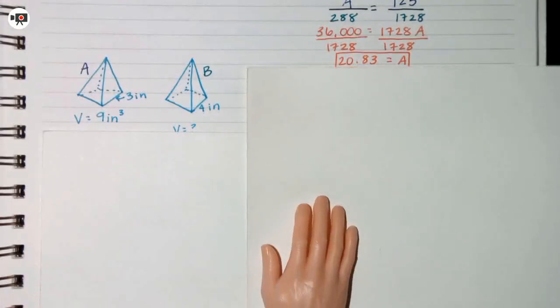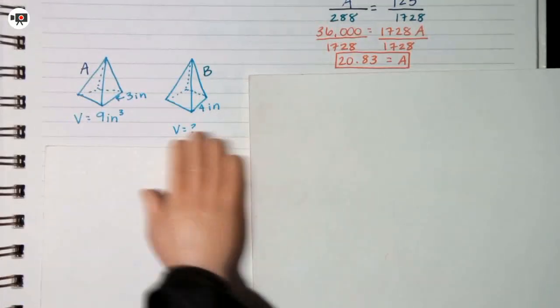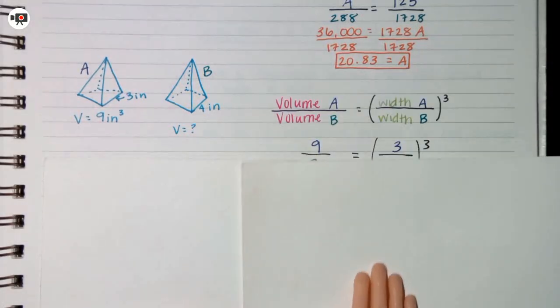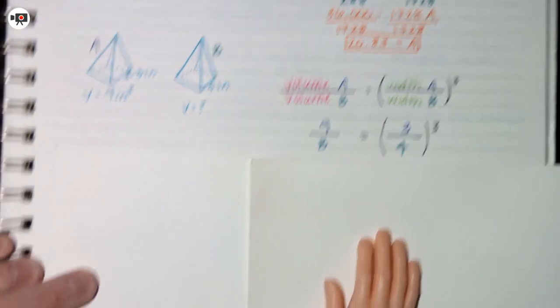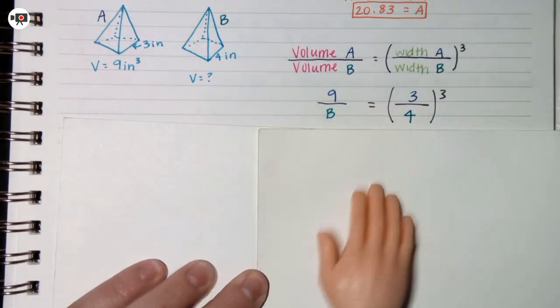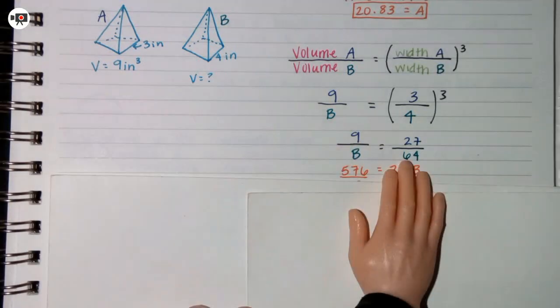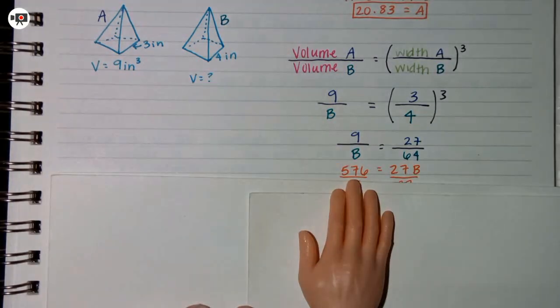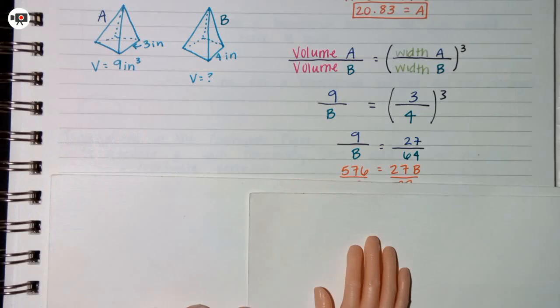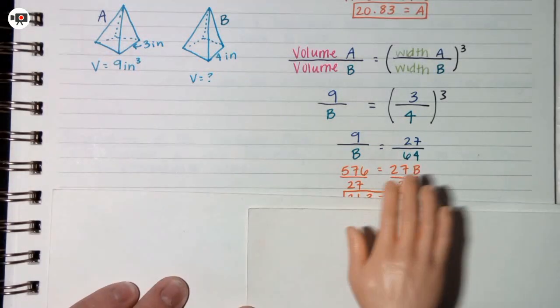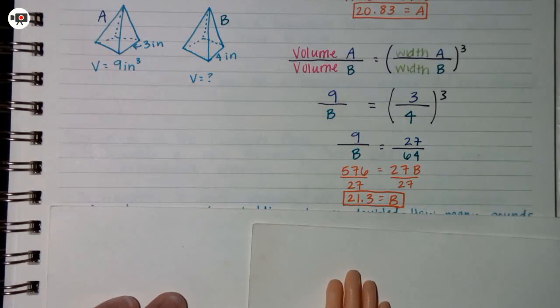And here we have two square pyramids, and I don't know the volume of B, but I do know the volume of A. So I'm going to plug in the numbers that I know. I'm going to leave B as B. And 3 cubed is 27, 4 cubed is 64. Cross multiply, 9 times 64 is 576, and B times 27 is 27B. To get B by itself, we do the opposite of multiplying by 27, so we divide each side by 27, and we get 21.3 is the volume of B.